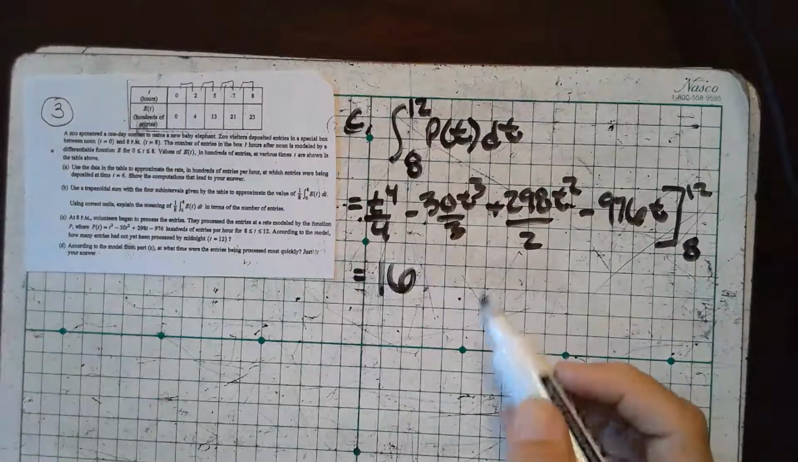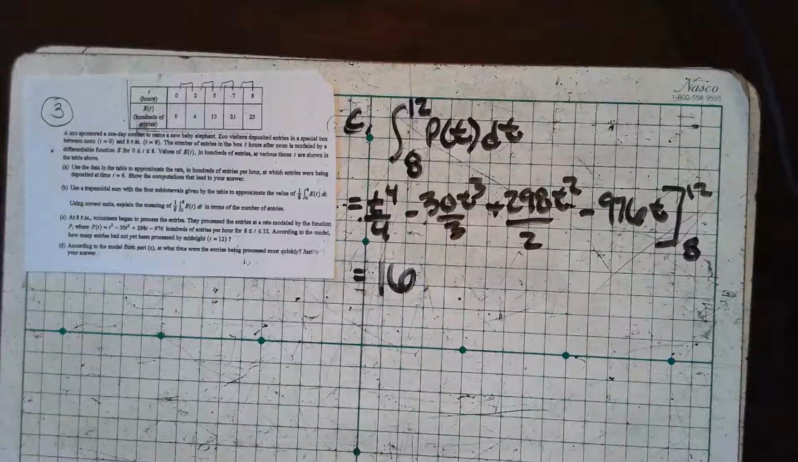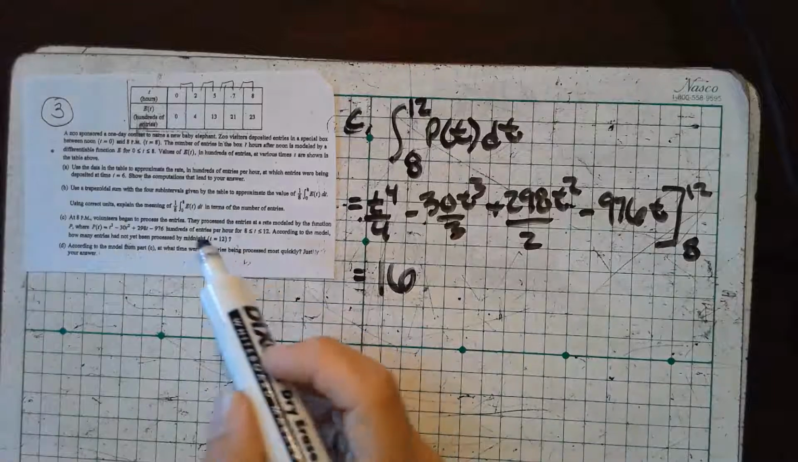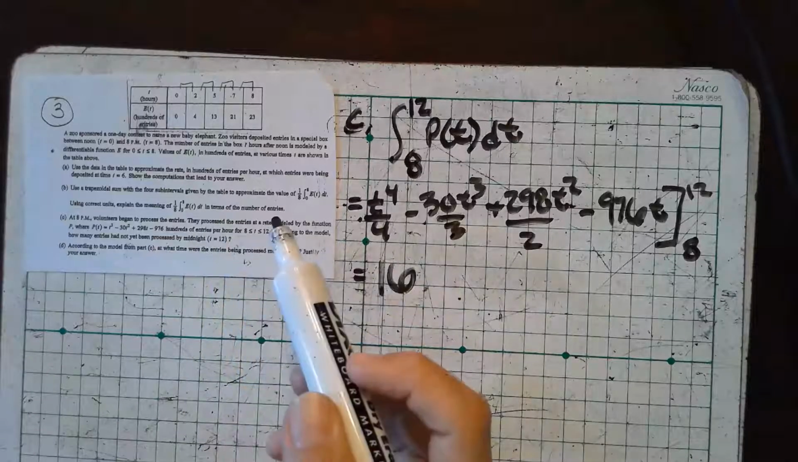All right, so here we go. So we get 16. Double check everything you put into your calculator. Now, it says how many have not been yet processed by midnight.